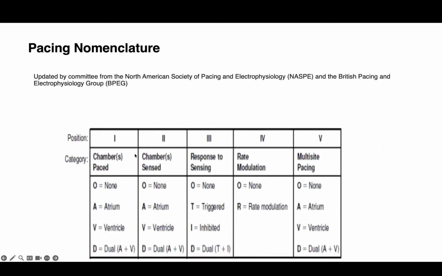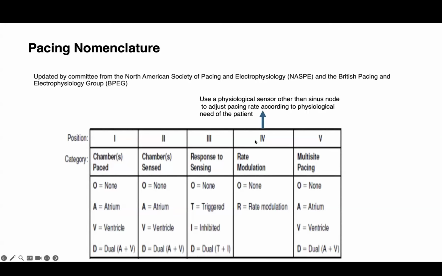So the pacing nomenclature, you have something called the British Pacing and Electrophysiology Group. Based on that, they have 1, 2, 3, and 4. So you have the chamber paced, sensed, the response, rate modulation, and multi-site pacing. So the important things you need to remember are these three, because these three apply to the temporary pacing mainly. So the first one is paced, the second is the sensed, and the third is the response to sensing. All right.